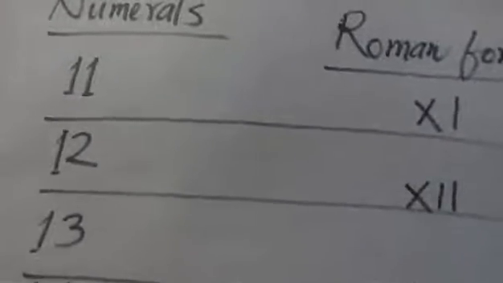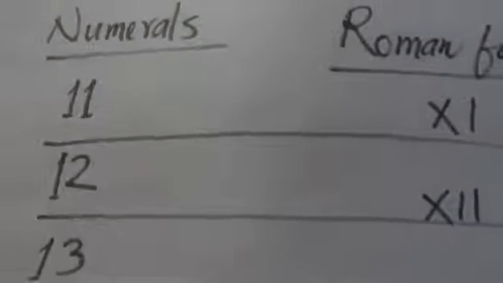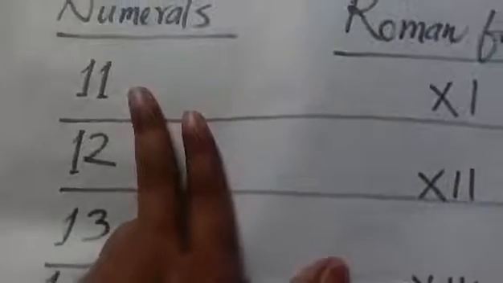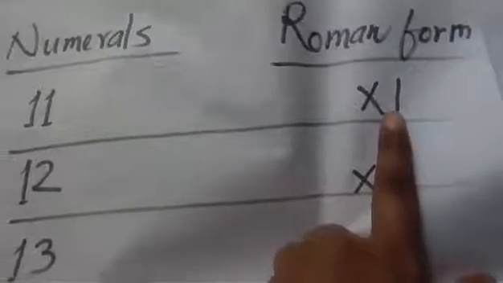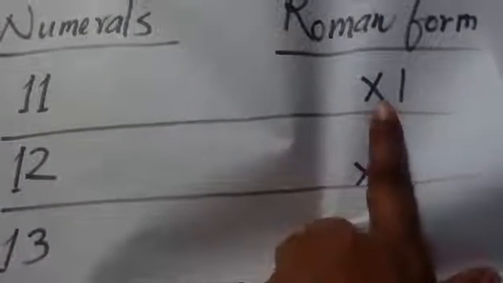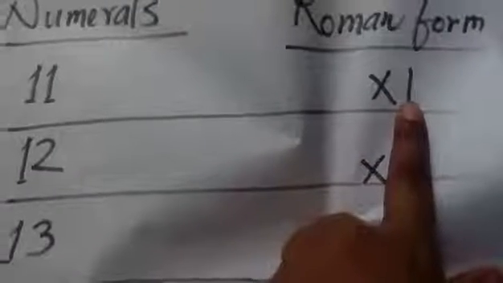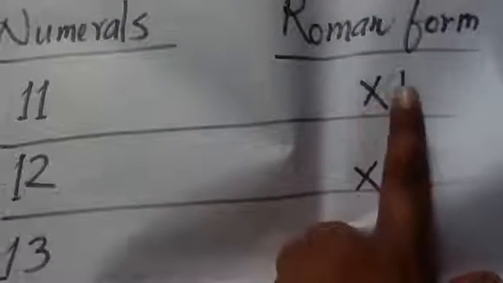Now we introduce 11 to 20. We practice how to write 11 to 20 numerals in Roman form. Okay, students. 11 is 10 plus 1. 10 is written X and 1 is written I. So 11 is XI.